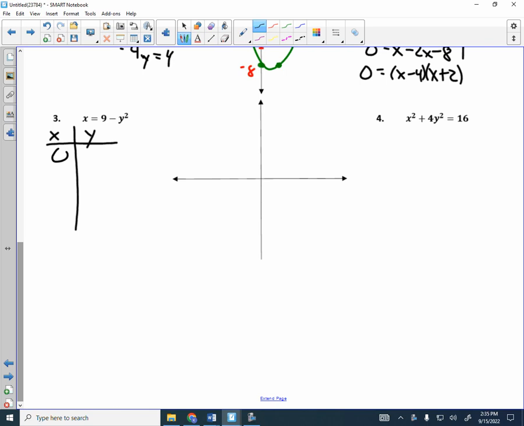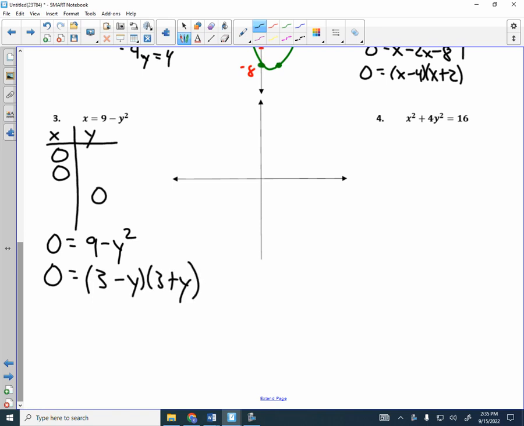We plug in 0 for x, we plug in 0 for y. Close. If we plug in 0 for x, we get 0 is equal to 9 minus y squared. Well, how many solutions will we get? We're going to get 2. So we're going to have 2 x-equals-zero points. Some people have become frustrated by this factoring option. It does matter that the 9 is first. So the 3 has to go first. So it's 3 minus y and 3 plus y.